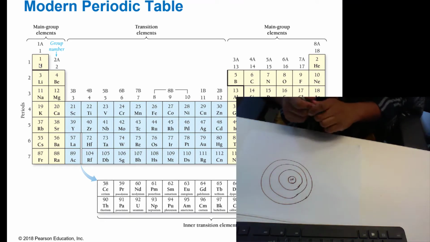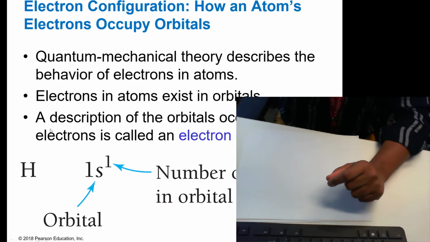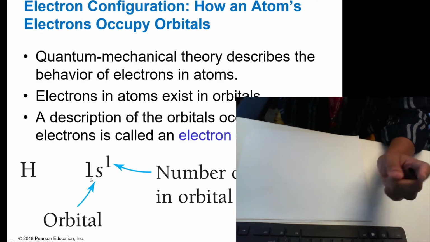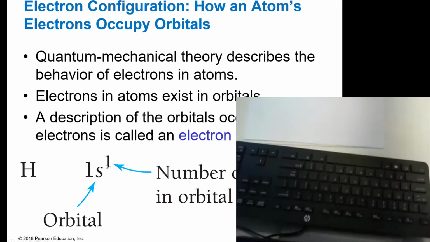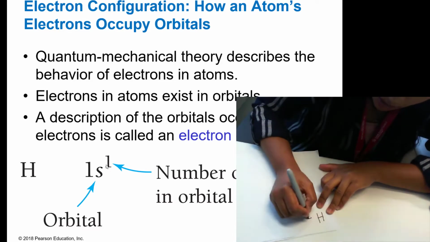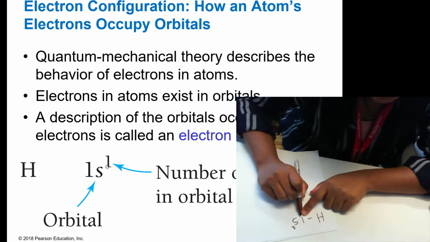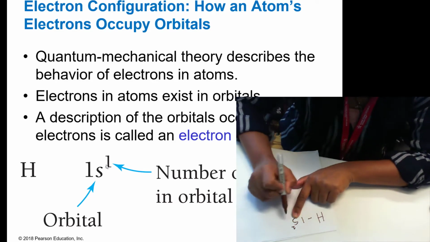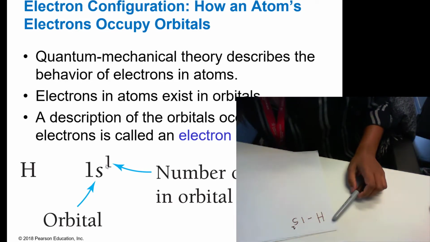So hydrogen, how do you write the electron configuration? Hydrogen has 1 electron. This first number shows the period, the principal quantum number. S is the orbital or subshell that the electron resides in, and then the superscript 1 is the number of electrons. So I would write hydrogen 1s1. Always 1 is the principal shell, s is the subshell, and 1 is the number of electrons.